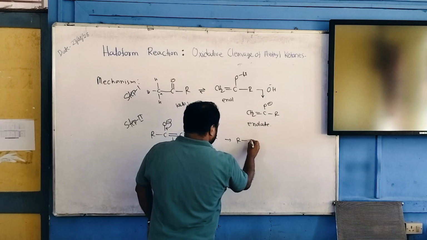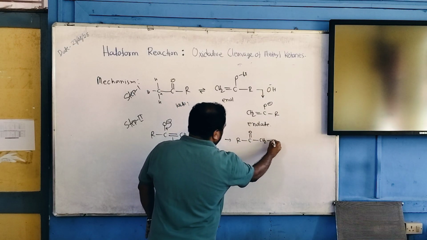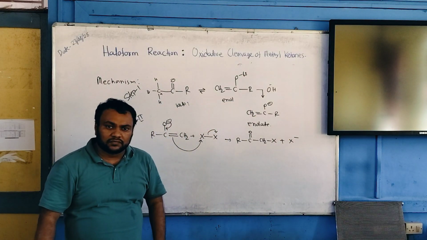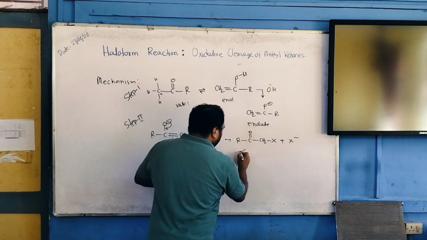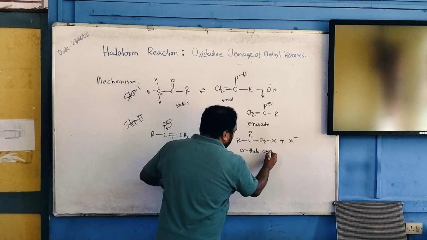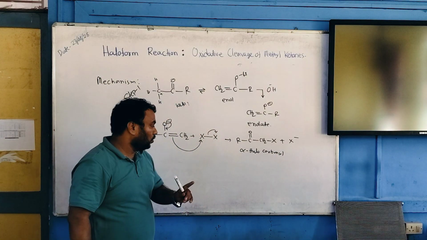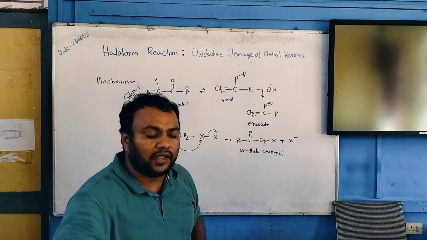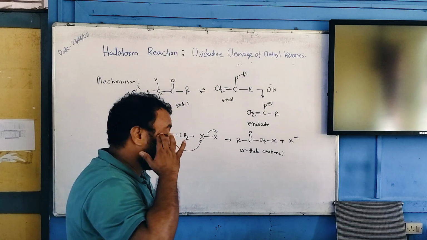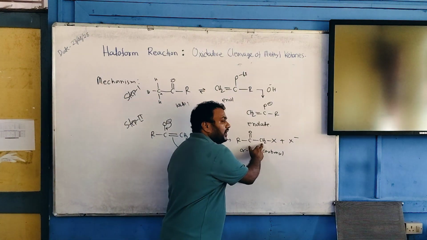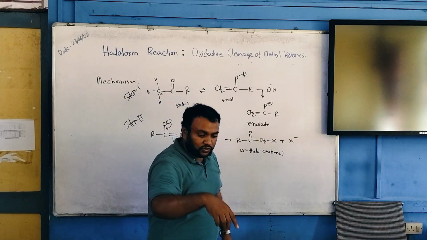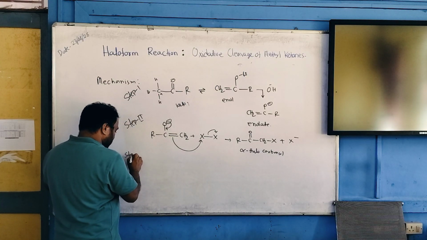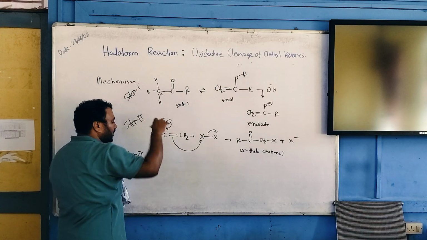Okay, what will you get? You get RC double bond O CH2X plus X minus. So now what do you have? You have alpha halocarbonyl. That is your step 1 and step 2. And once you have an alpha halocarbonyl, the same steps will be repeated again and again until all the hydrogens are replaced by halogen. So what is your next step? In the next step, this will be your starting material. Step 3 is basically a repetition of step 1 and step 2.